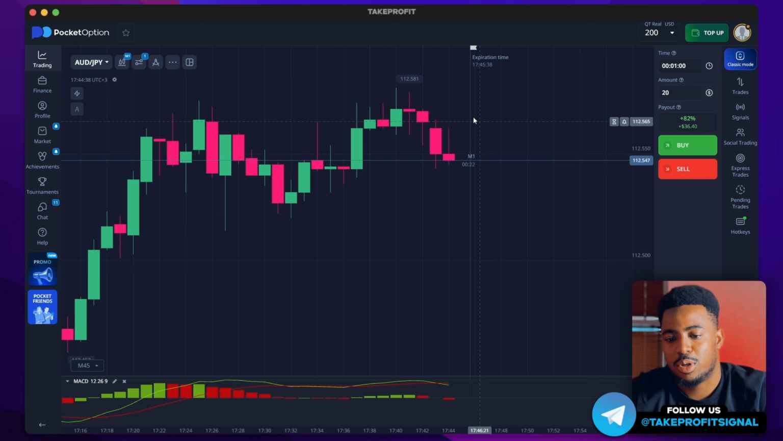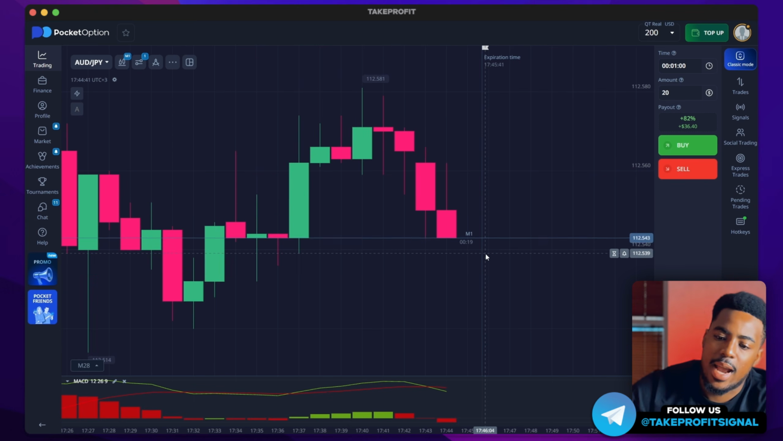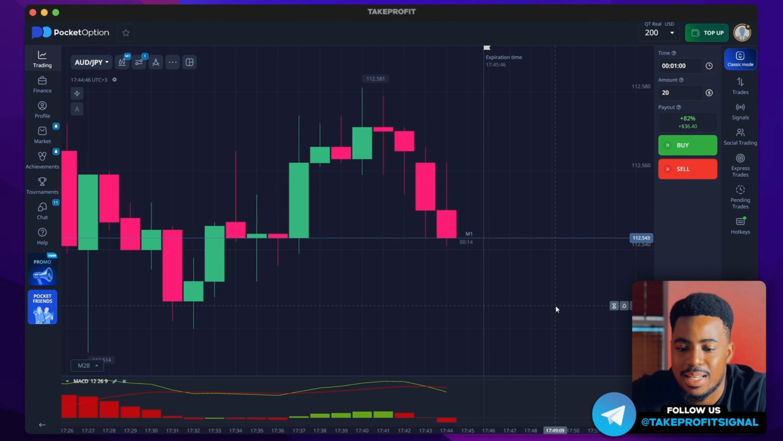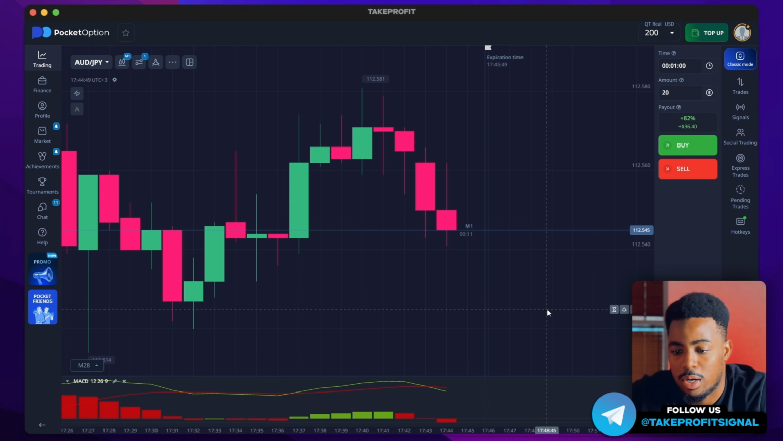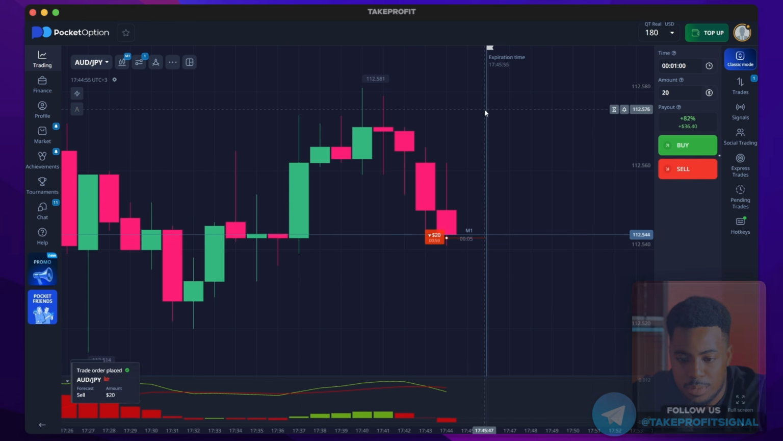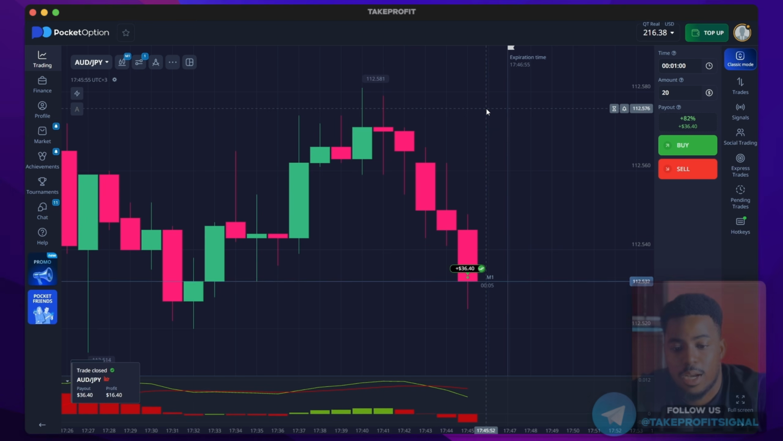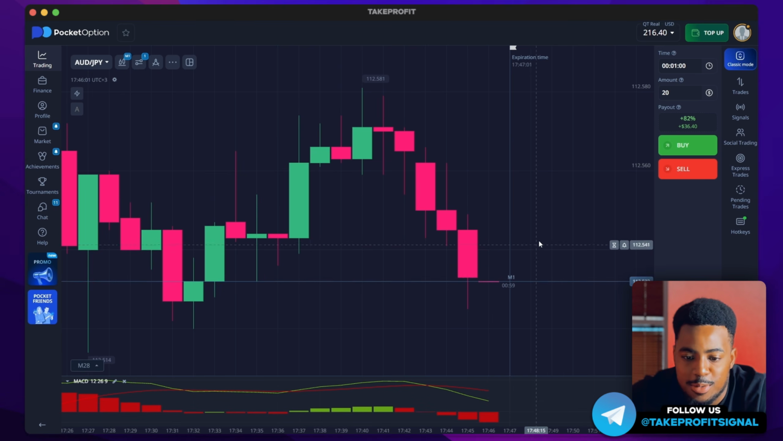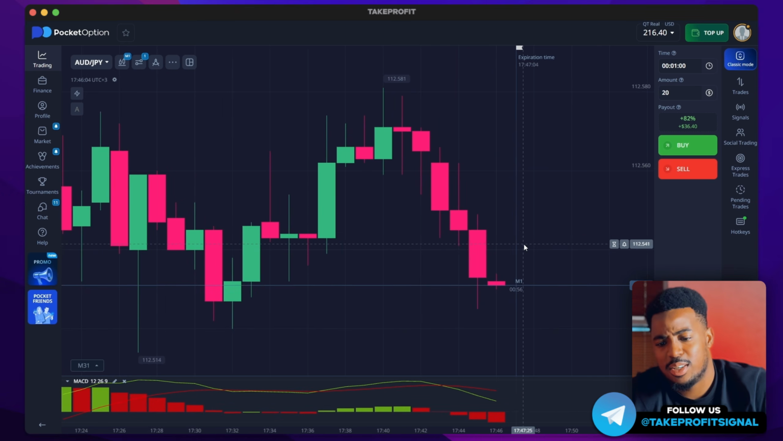Let me quickly demonstrate how my strategy works. After that, I'll explain how to add the indicator, how to use it, and how to avoid making silly mistakes that could wipe out your account. $20, 1 minute, entering for a downward movement. A confident downward movement, and my balance is already $216. A great result, but this is just the beginning.